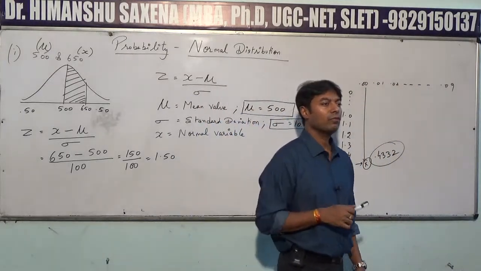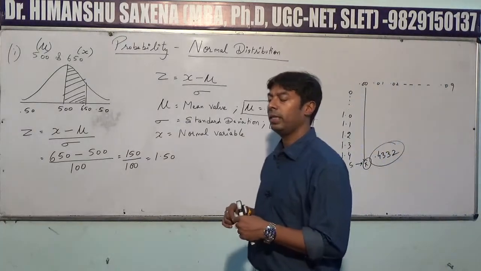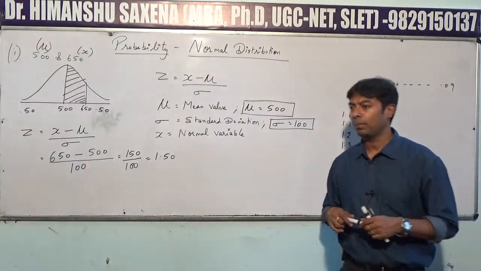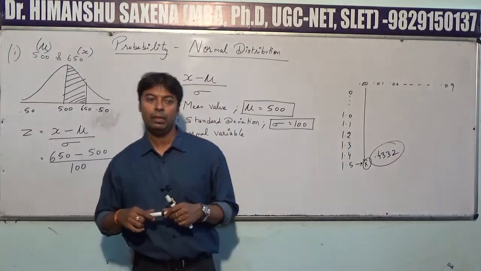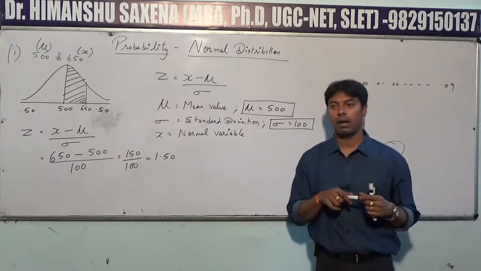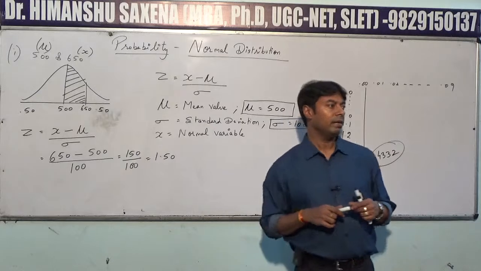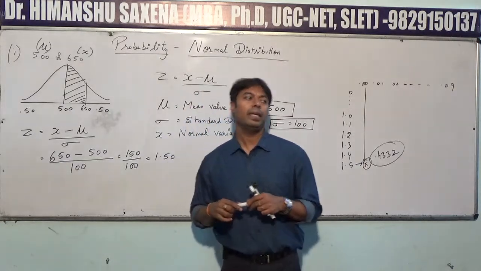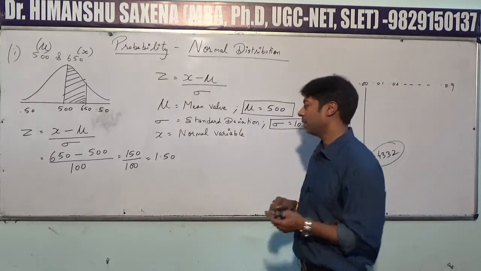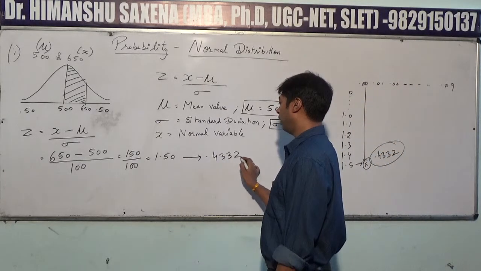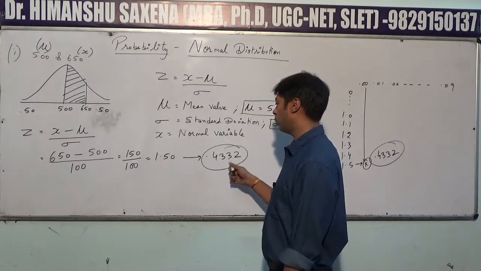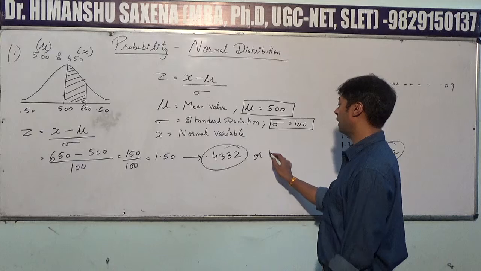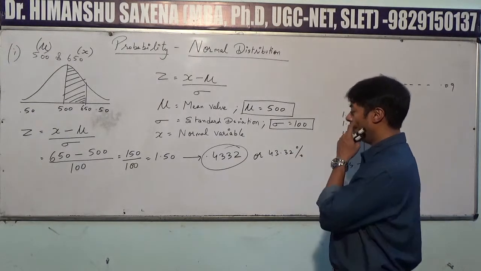Full stop. Thus we can conclude that the probability that a student will take between 500 and 650 hours to complete the program is 0.4332 or 43.32%. If you want to express it in percentage, you can always express it.